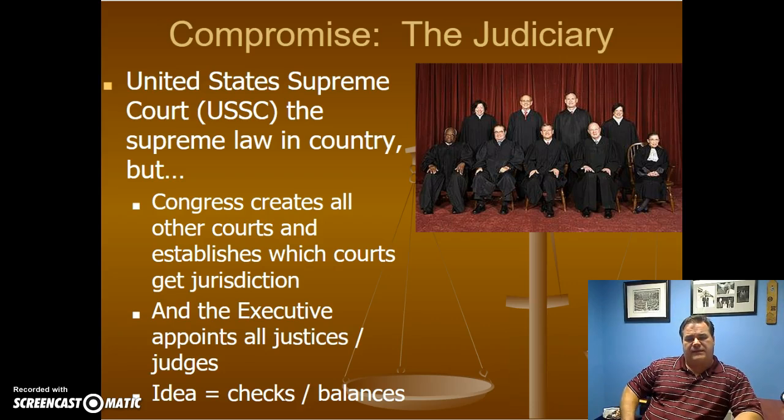There's another compromise that not a lot of people talk about, but it involves the judiciary. Again, there was no national judiciary in the Articles of Confederation, and this was a new idea that they were coming up with. So the United States Supreme Court was going to be the Supreme Court in the country, the supreme law arbiter of federal decisions. But how do you rein something in like that? The founders knew that could be a really powerful thing. So Congress reserved to itself the power to create all the other courts below the Supreme Court.